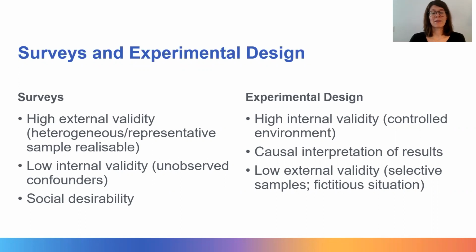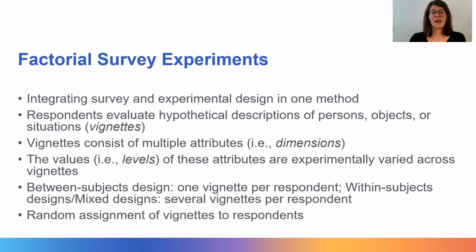However, they are typically based on selective samples, such as, for example, student samples, which are not necessarily representative for the target population. Also, many lab experiments confront participants with hypothetical situations. Therefore, the results obtained from lab experiments may have low external validity. Factorial surveys combine the advantages of surveys and experimental research to create a new method.